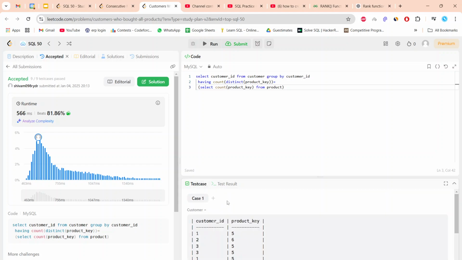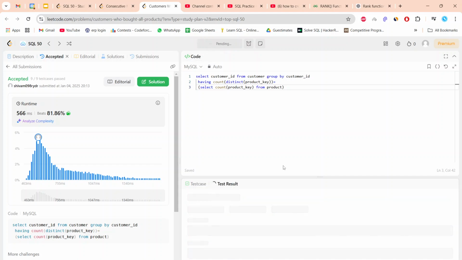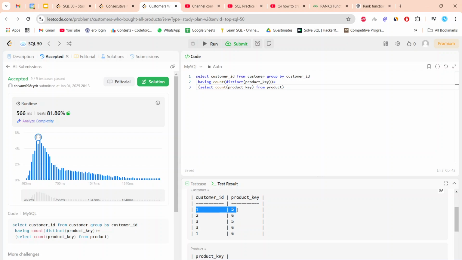Now, let me alter this test case. I'll put this as 6 and for 3 as well, I'll put it as 6. Now I'll run this test case. And now when I run this test case, I see the output as 1 and 3 because these two are the customers who have bought both the products.